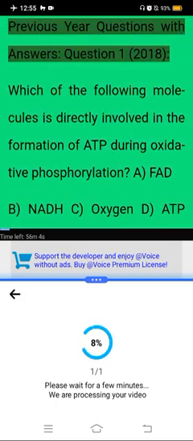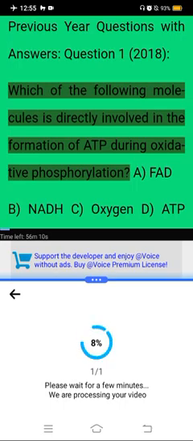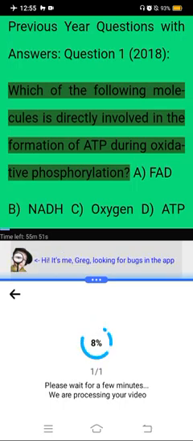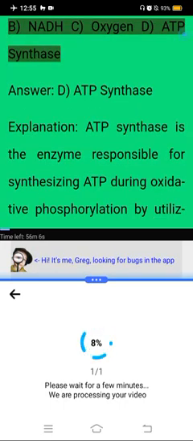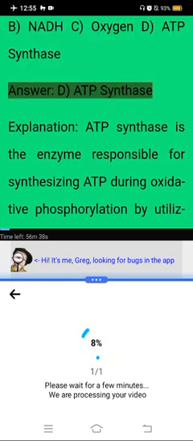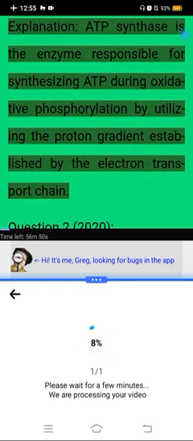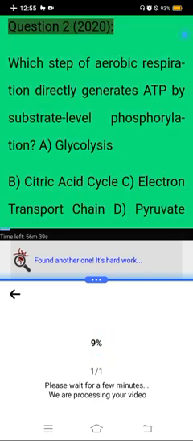Previous year questions with answers. Question 1, 2018. Which of the following molecules is directly involved in the formation of ATP during oxidative phosphorylation? A. FAD. B. NADH. C. Oxygen. D. ATP synthase. Answer: D. ATP synthase. Explanation: ATP synthase is the enzyme responsible for synthesizing ATP during oxidative phosphorylation by utilizing the proton gradient established by the electron transport chain.